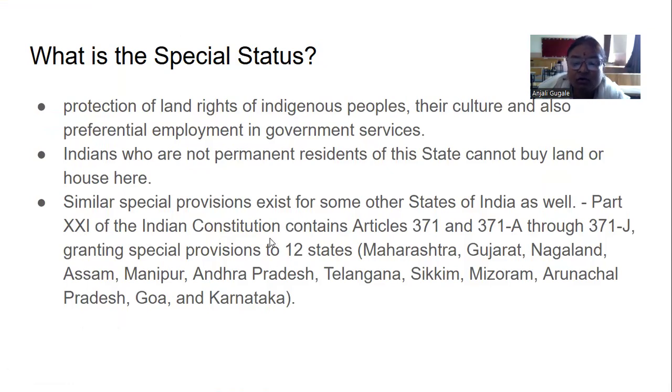Part 21 of the Indian Constitution contains Article 371 and 371A through 371J, granting special provisions to 12 states of India: Maharashtra, Gujarat, Nagaland, Assam, Manipur, Andhra Pradesh, Telangana, Sikkim, Mizoram, Arunachal Pradesh, Goa, and Karnataka. They have been given special status to protect their identity and the rights of their people, protect their employment opportunities, and provide them educational and other facilities.